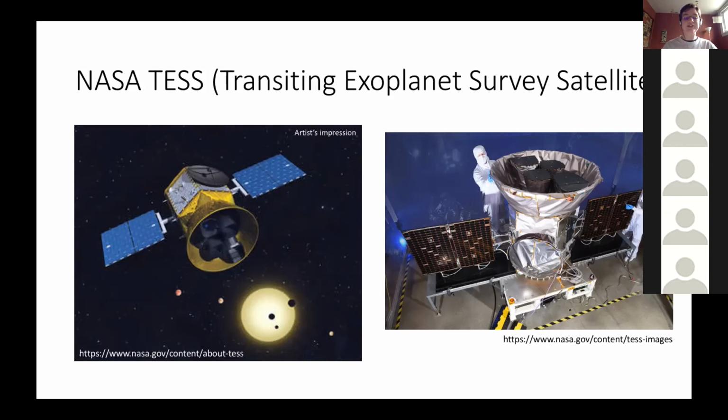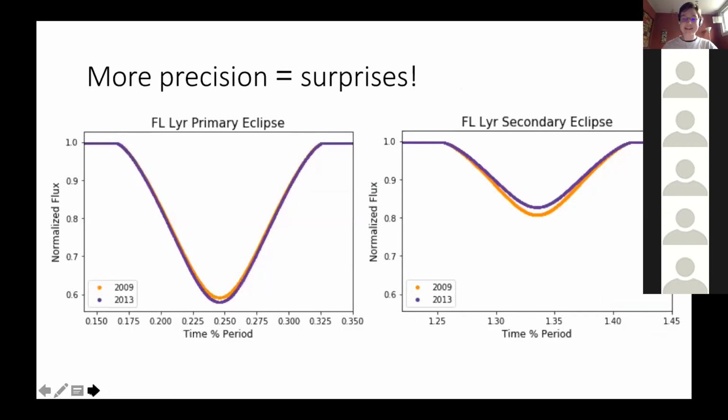But TESS is actually covering about 85% of the sky, as opposed to Kepler, which just looked at a little patch mostly. And TESS observed FL Lyra last year, at the end of the summer last year, into the fall for about 2 months. So this is great. We get to use all of this nice space telescope data. It's wonderful. And when you have really precise data, you end up with some surprises.